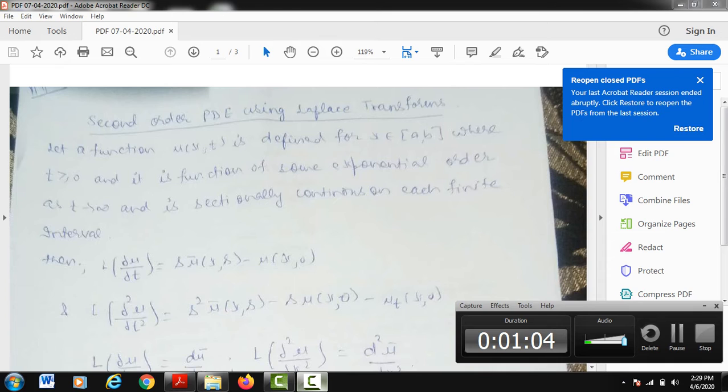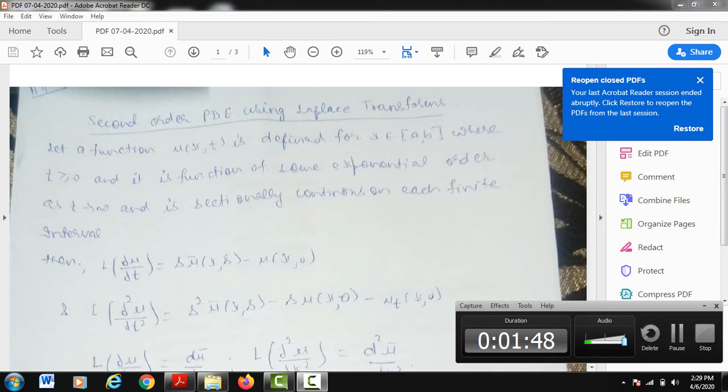Now there is a very important application of the Laplace transform. Using this Laplace transform we can solve any order of partial differential equation. Right now in our syllabus we have the solution of second order partial differential equations using Laplace transforms. Before starting this topic, we just have to remember a few results, so I have written them for you. Before doing the numericals of this topic, you have to keep these results in your mind. So let us start this topic.